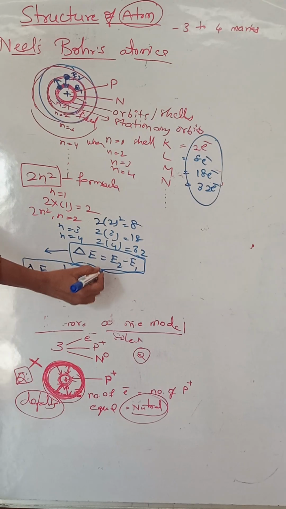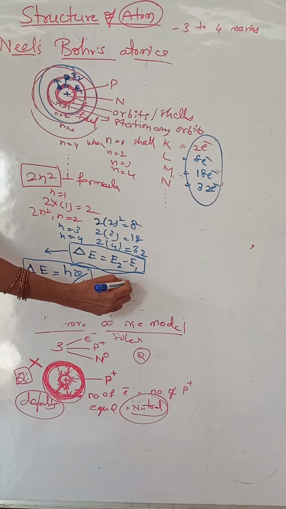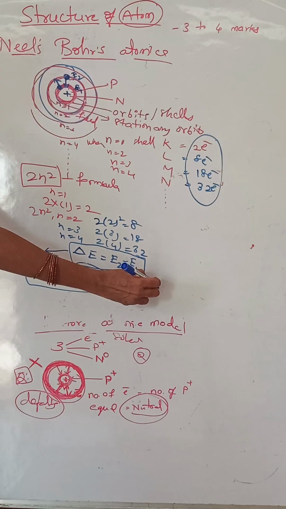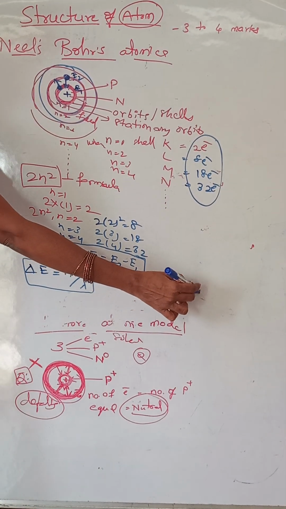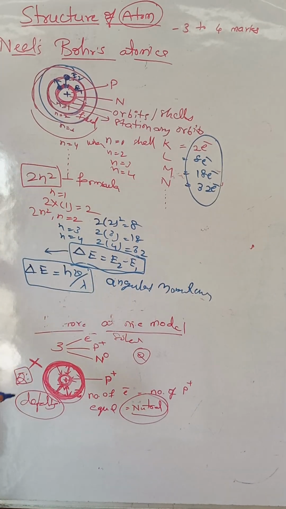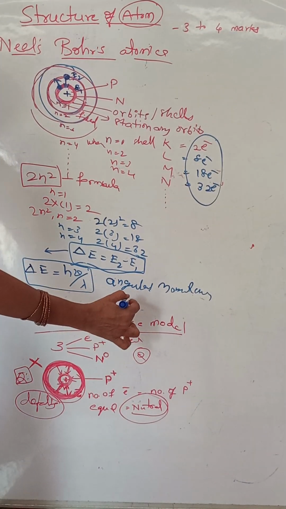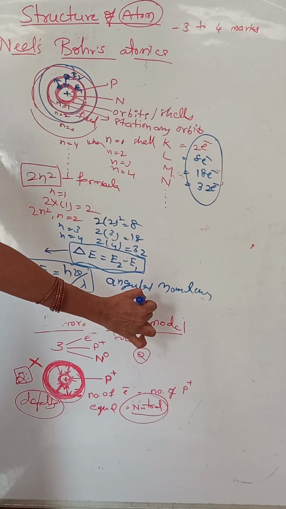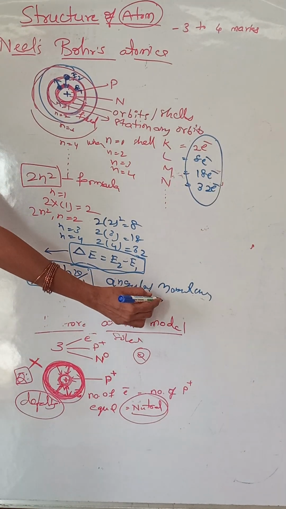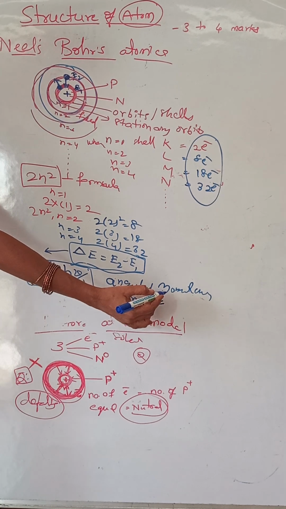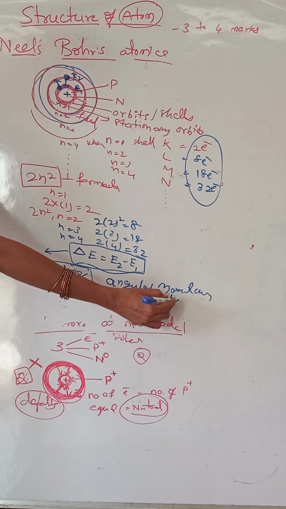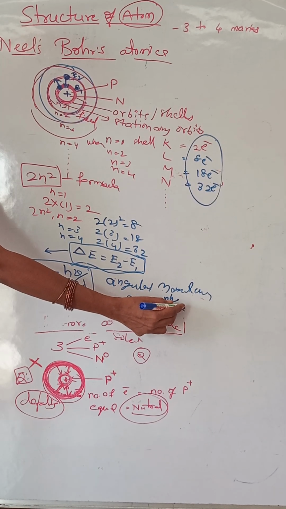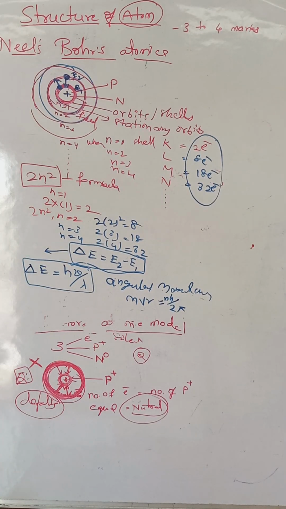Next one, angular momentum. Here, angular momentum, mvr is equal to nh by 2 pi. This is the angular momentum of shells.